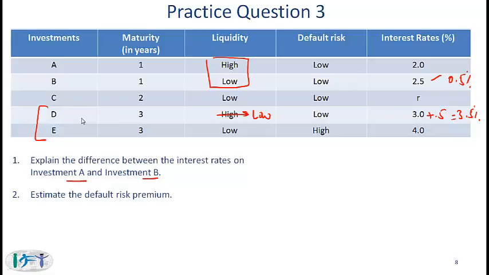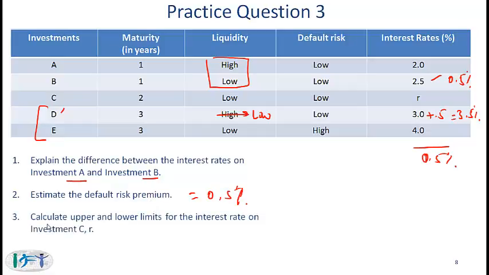Then what we can do is the following. If we have this newer version of D, let's call it D bar or D complement. So this has a low liquidity versus E, which also has low liquidity. Default risk here is high. The difference between this new version of D, which is the low liquidity version, and E is 0.5%. This means that the default risk premium is equal to 0.5%.